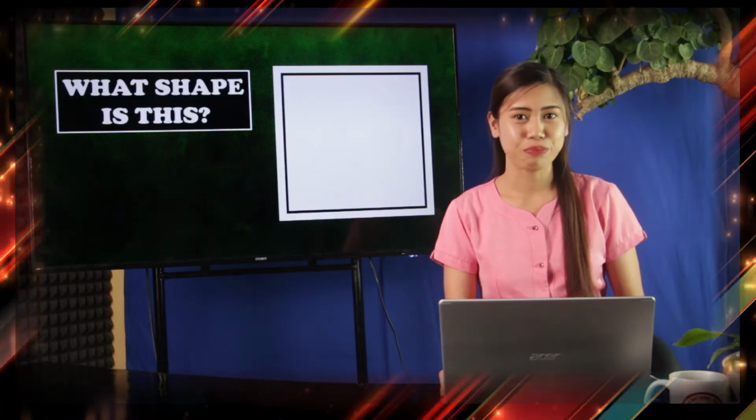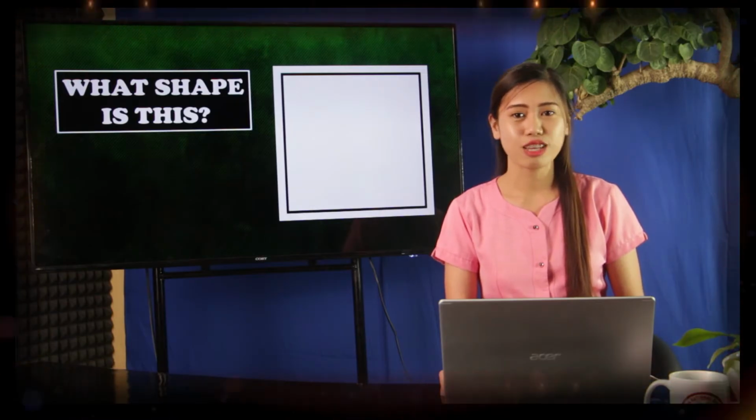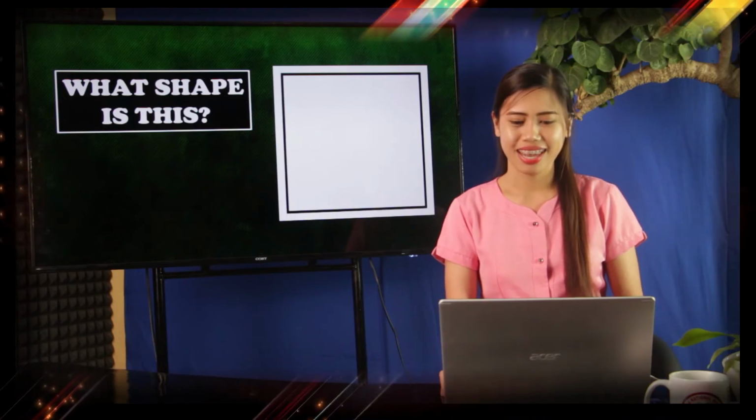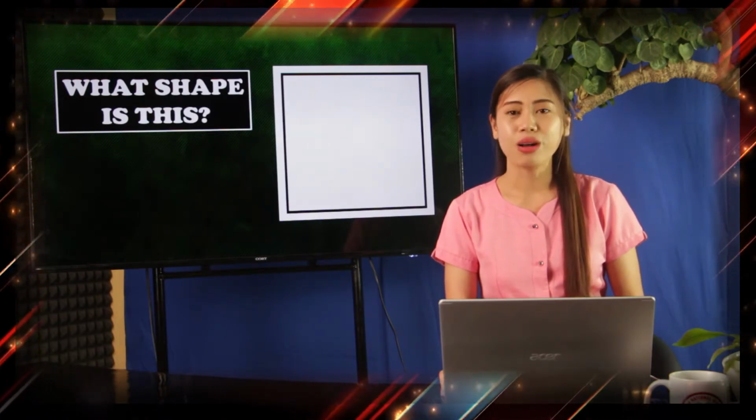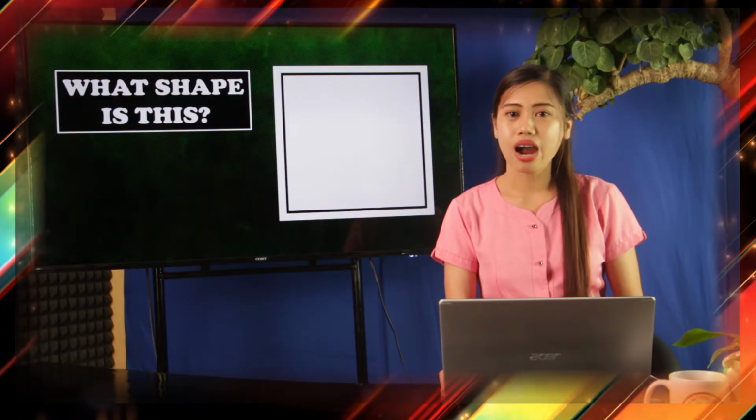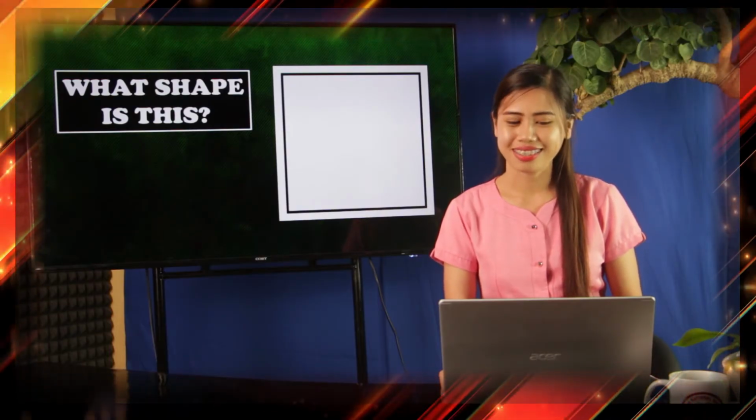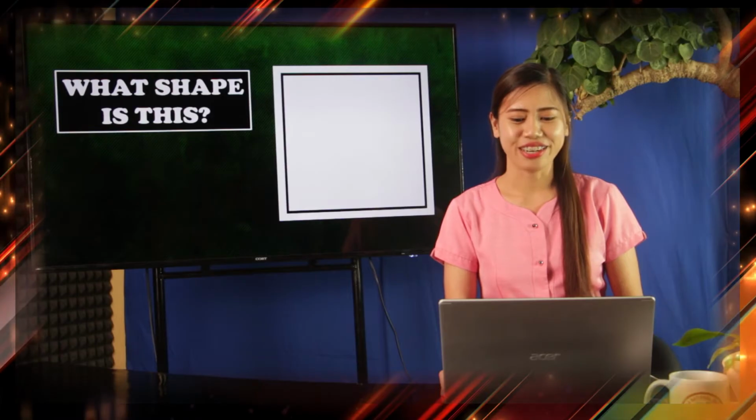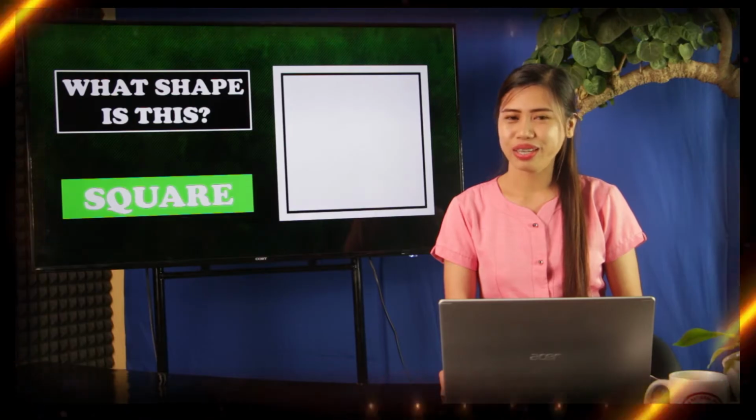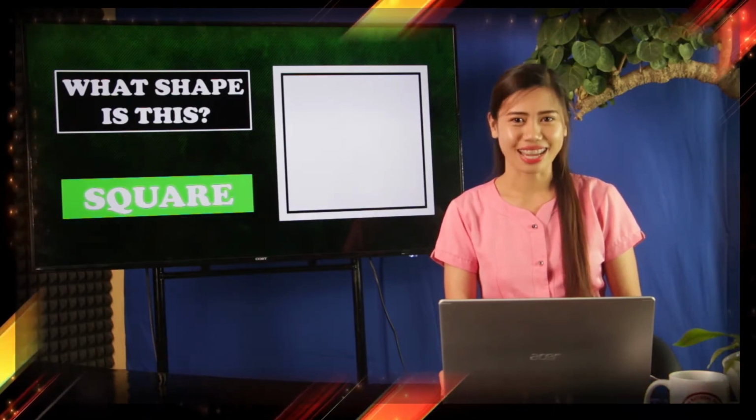This is the first picture. This has 4 sides and has 4 corners. This is a 4-sided figure whose sides are all the same length or are all equal. What shape is this? If your answer is square, you are correct. Let's proceed to the next one.